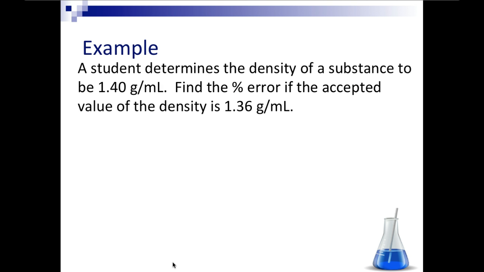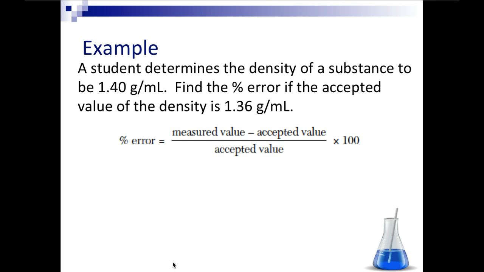Let's look at an example. A student determines the density of a substance to be 1.40 grams per milliliter. Find the percent error if the accepted value of the density is 1.36 grams per milliliter. So with all of these kinds of problems, the first thing you're going to want to do is get your equation. Here's my equation. The next thing you're going to want to do is plug in what you have. So my percent error is going to equal, first, my measured value.